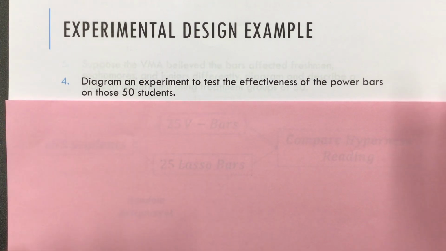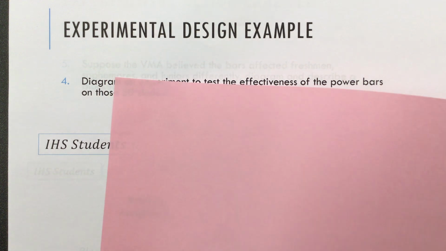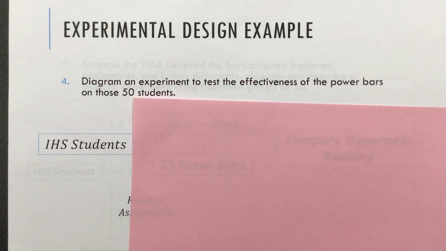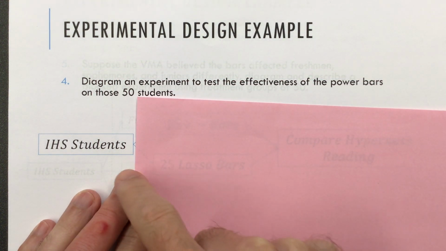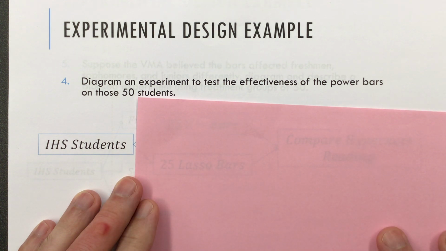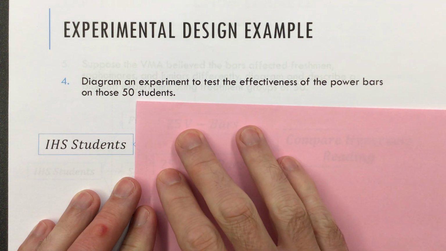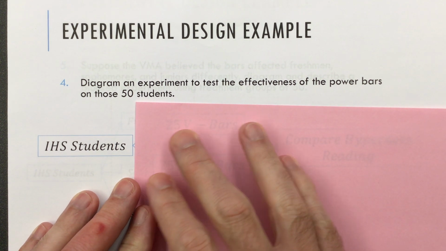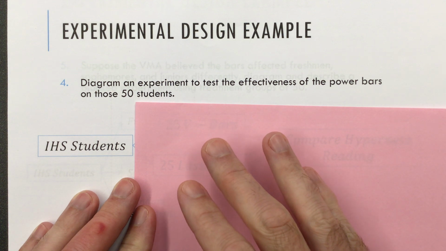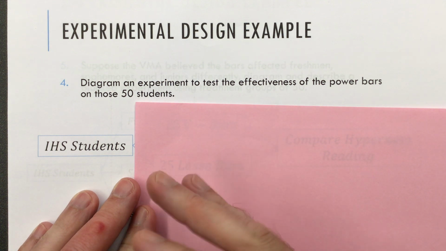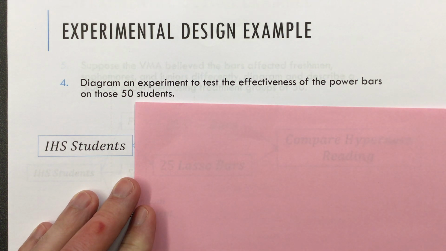So when I make a diagram, I start with my population, right? So I have my population here, all Irvine High School students. Okay. Now, in this case, I have 2 different power bars. And by the way, this first setup that I'm going to make is going to be the most simple and really not the best choice. I just want to show you how to do a diagram, and then we'll talk about improving it.